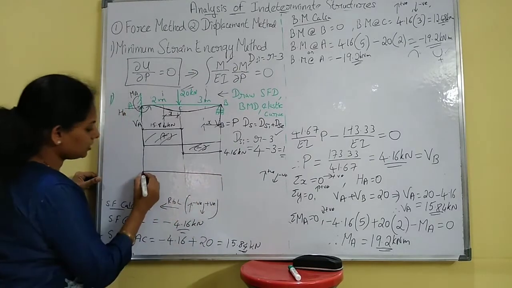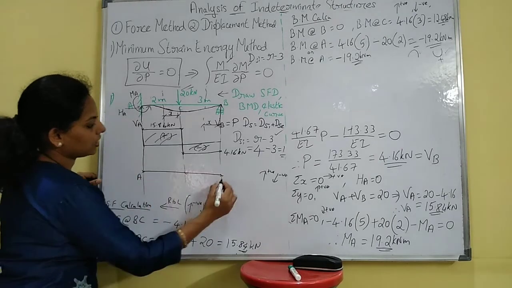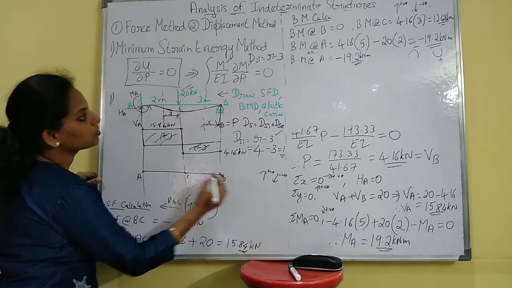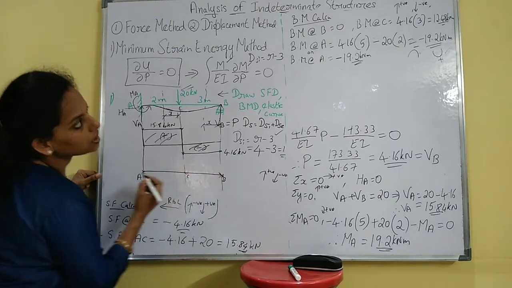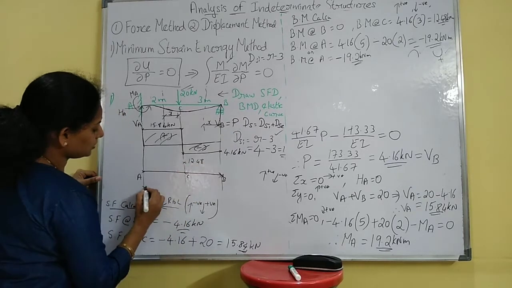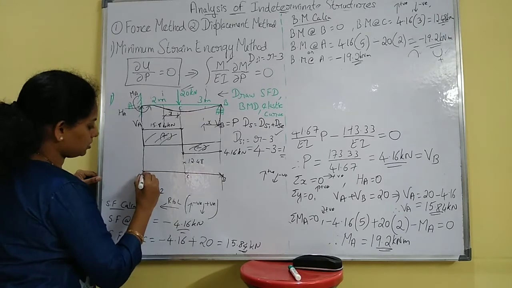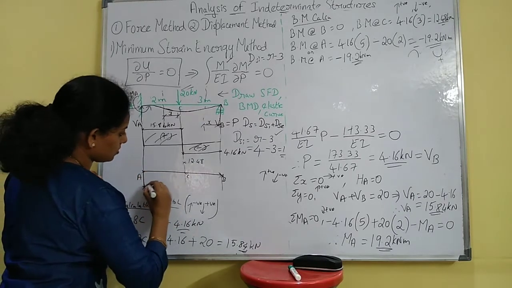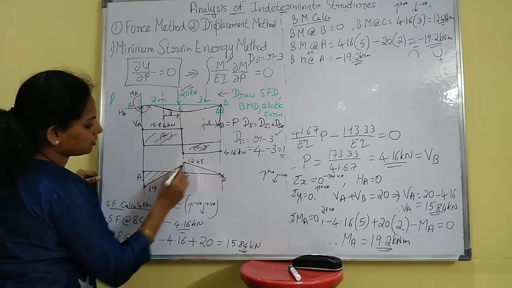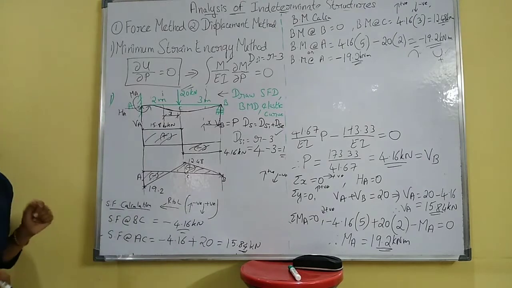Draw a BMD. A, B, C. At B it will be 0, at C it is plus 12.48, and here it is plus 9 minus 19.2. So this is your bending moment diagram. Okay.